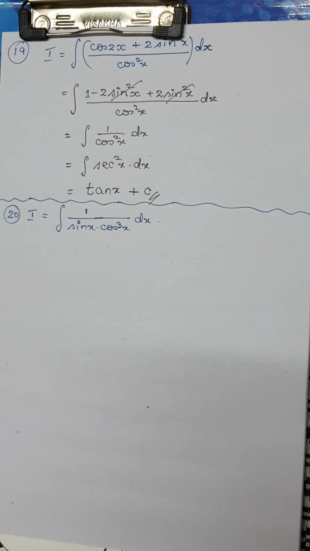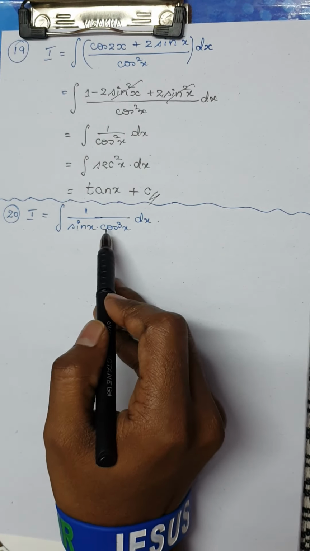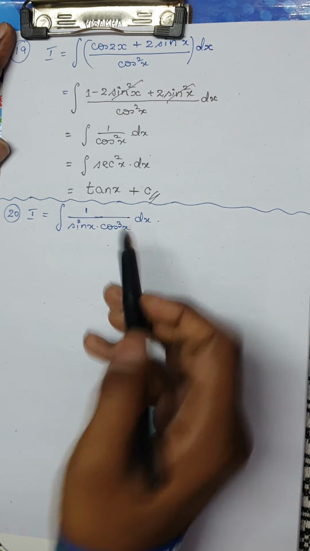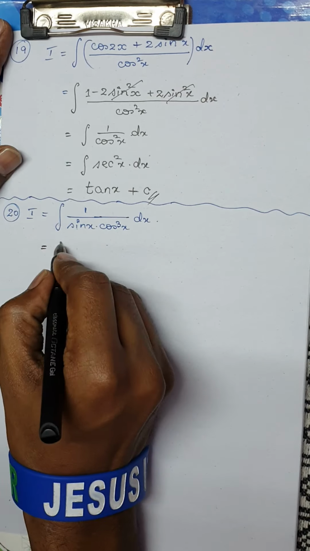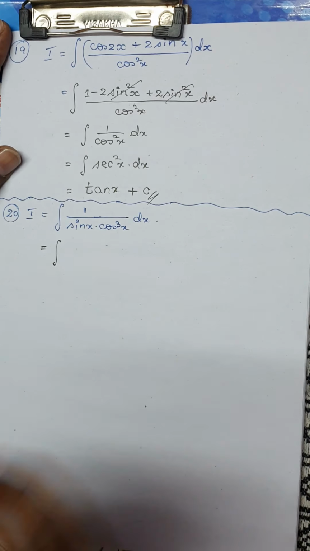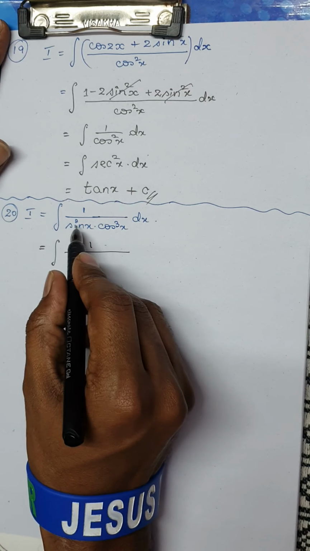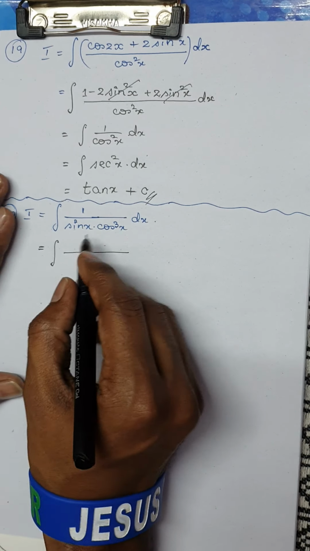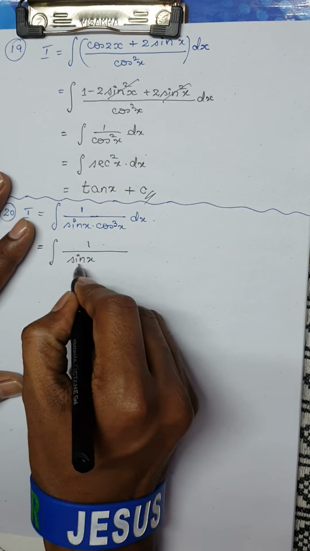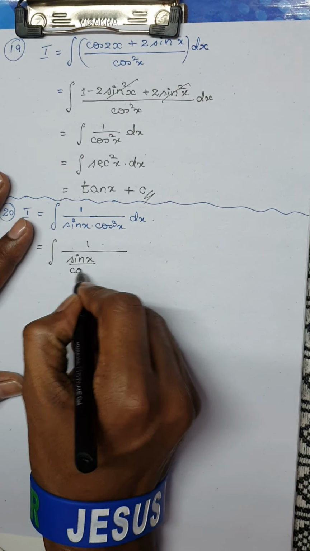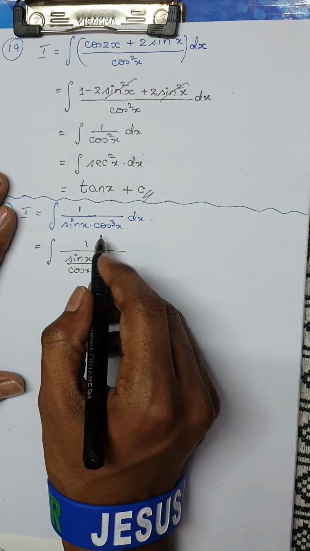The next integral I have is the integral of 1 divided by sin x into cos cube x dx. This is a peculiar question. There are some preoccupied steps we are going to use in this question. Now see, I have sin x into cos cube x in the denominator. Now what I'm going to do is multiply and divide by cos, multiply and divide cos to the denominator.